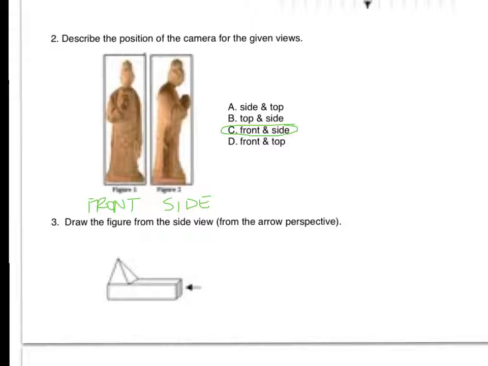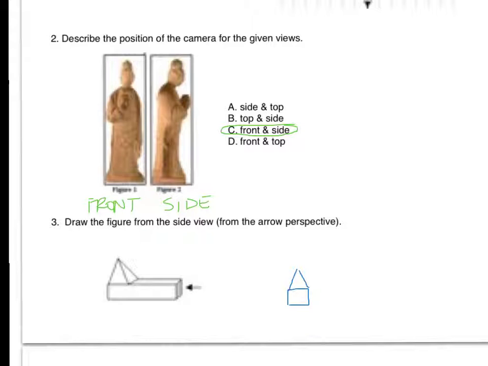For number 3, it's going to be draw the picture from the side view, so from this perspective of where this arrow is right here. So if I looked at that, I would have a square on the bottom, and then I would see a triangle on top of it.